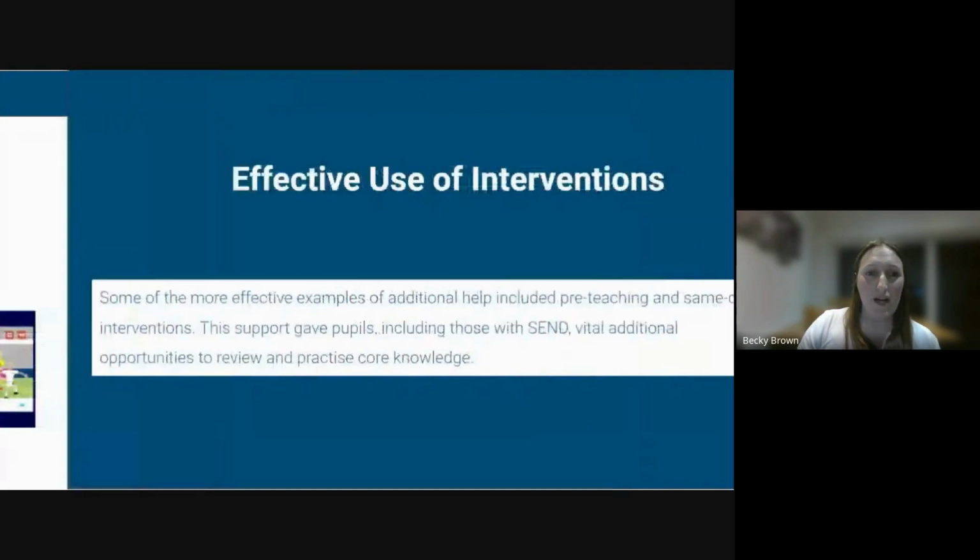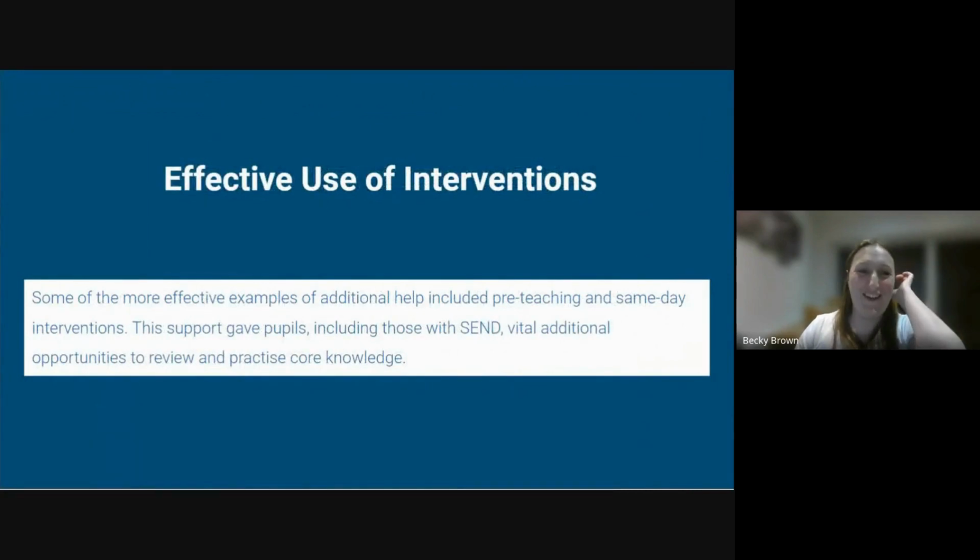Okay, interventions. So this is Hit the Button, brilliant, a perfect example of a game that really helps with times tables and recall. In an ideal world, I think it would be great if we could do a pre-teach session before a maths lesson, then have a maths lesson, and then have a post-teaching intervention the same day. We know that we don't probably have time or space in school to do that every day. It would be great if we did, but not necessarily.